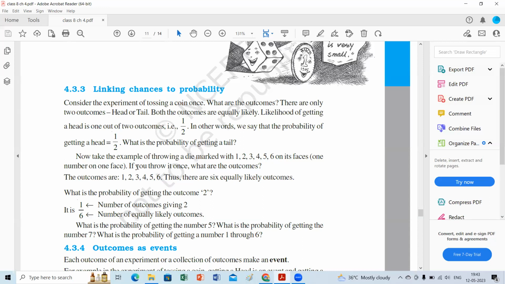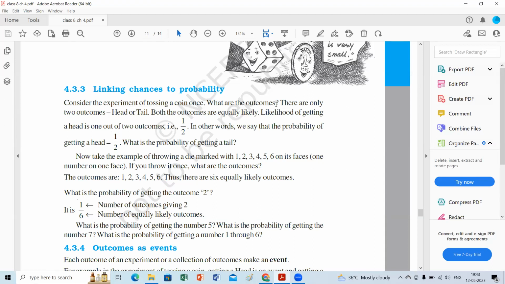Chance is equally likely. Now take an example: throwing a die marked 1 to 6 on its faces. If you throw it once, what outcomes may happen? The outcomes may be either 1, 2, 3, 4, 5 or 6. These are 6 equally likely outcomes. What is the probability of getting 2? What is the probability of getting 1? 1 by 6.